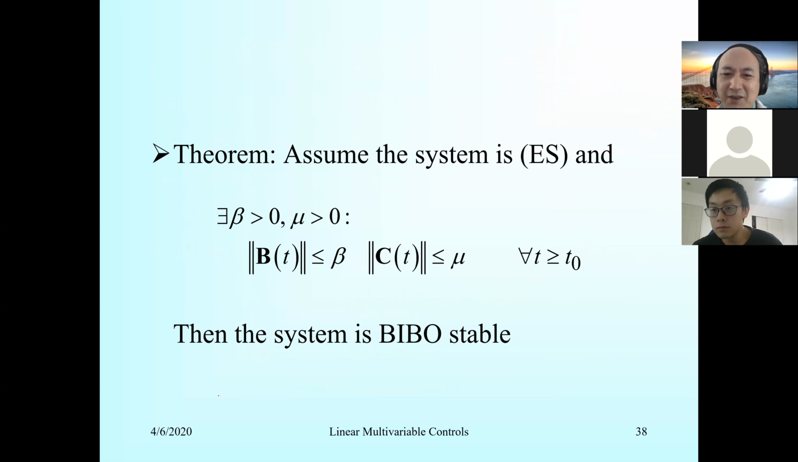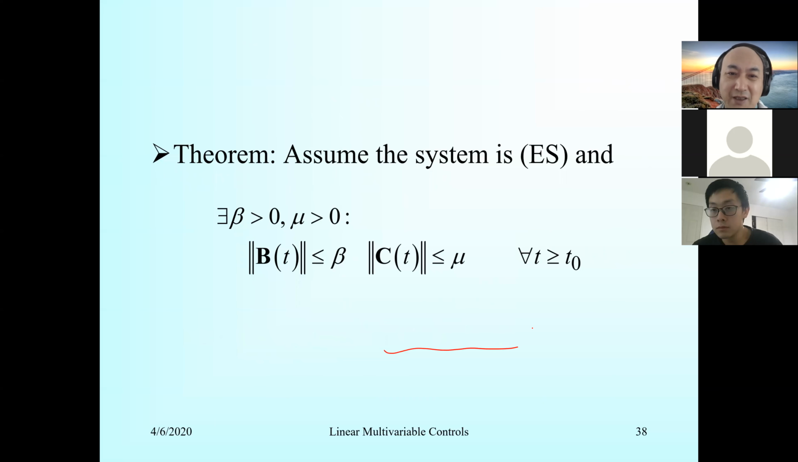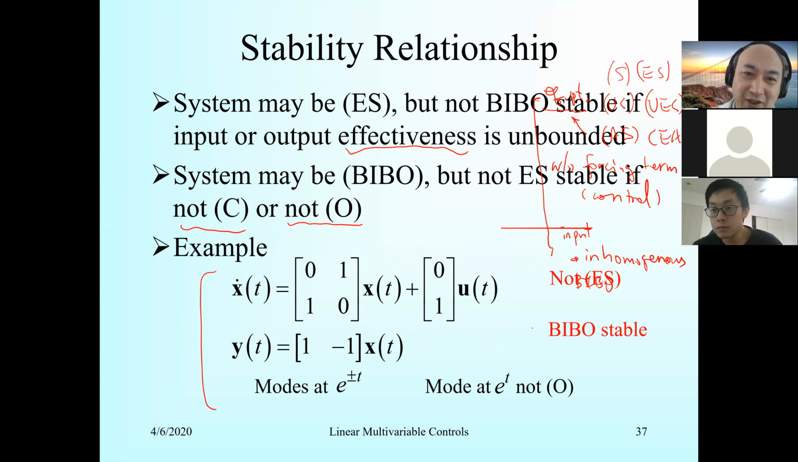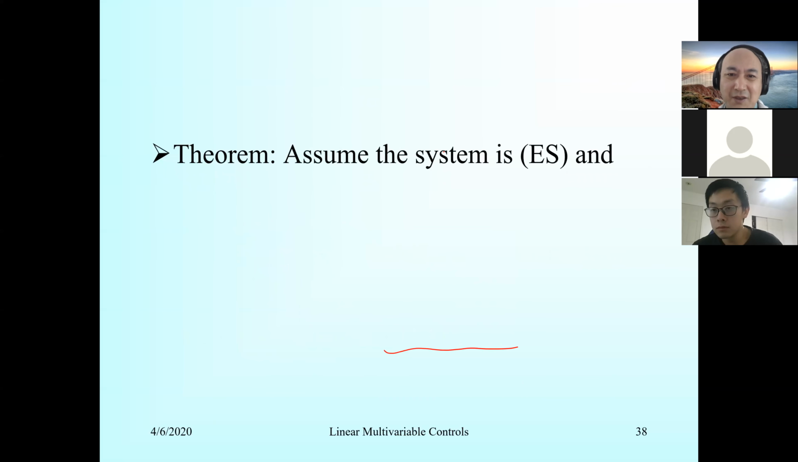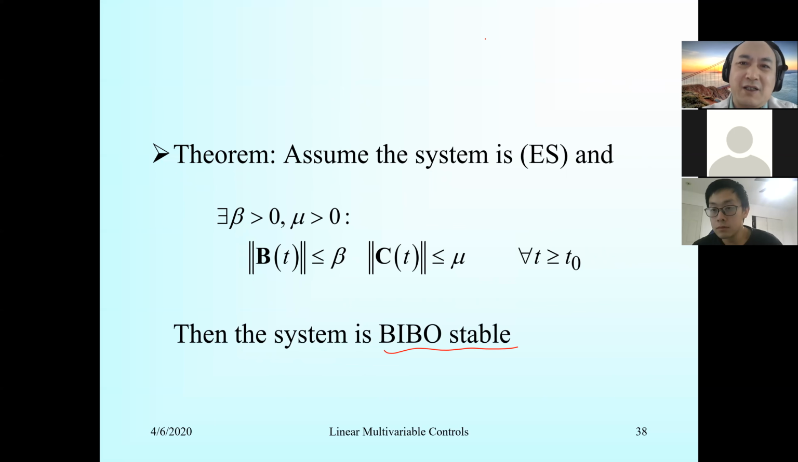Then the system is BIBO stable. It's BIBO stable, okay? So let me show you, then go back, show you what we mean by effectiveness. So remember, when we talk about the system, x dot is Ax plus Bu. So the control signal will go through the B to add into the system and evolve with the system, okay? Or y equals Cx, okay?